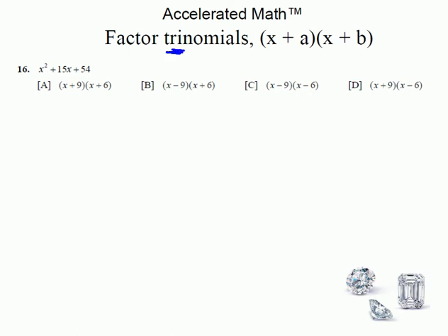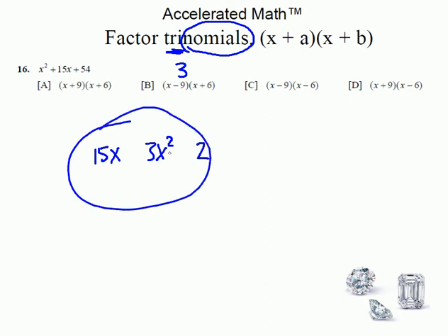A trinomial, of course, we all know tricycles, triangles, they all have three in common, so it's three nomials. All right, what are nomials? Nomials are just terms, okay? And in mathematics or algebra, a term is considered 15x or 3x squared or 2. Those are each a term. So if you put all these together, you've got a trinomial.